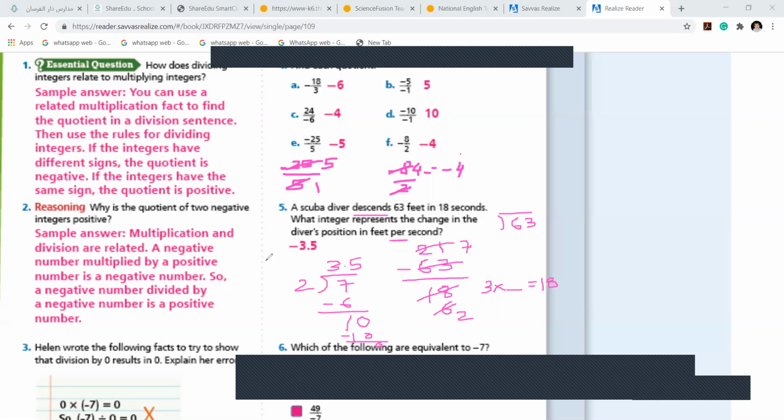Why is it minus 3.5? Because it was minus 63 over 18. Girls, if you like, you can even directly divide 63 by 18 this way. Any method.